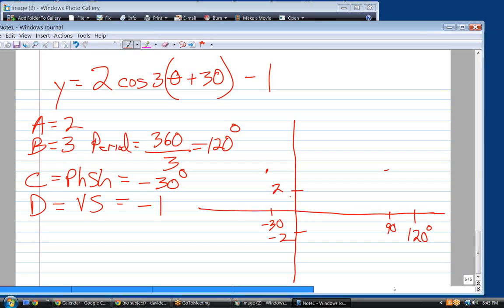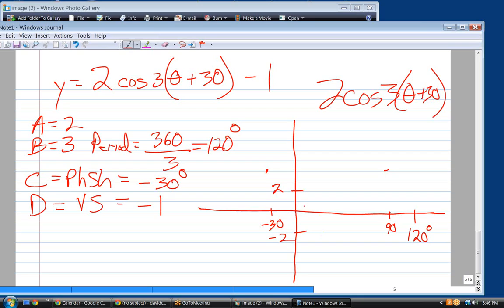So, in other words, if I was plotting 2 cosine of 3 theta plus 30, then I would start here. I would break this from minus 30 to 90. I would break it up into fourths, and I would go through each of those points. The only thing I have to do is move everything down by 1.